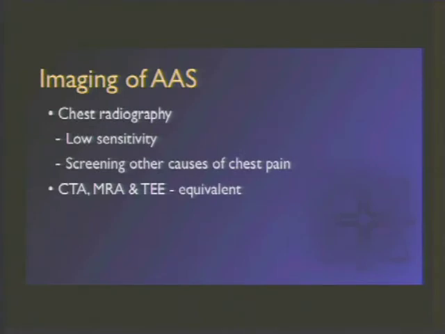I'm not going to talk specifically very much about imaging for general purposes, other than to say that chest radiography continues to be the screening method, especially because it's good to identify other sources of chest pain rather than having good sensitivity to detect aortic syndrome. And generally speaking, CTA, MRA, and transesophageal echocardiography are equivalent to diagnose acute aortic syndrome and their complications.